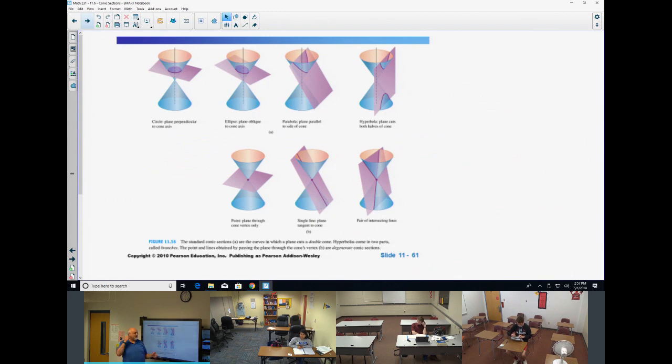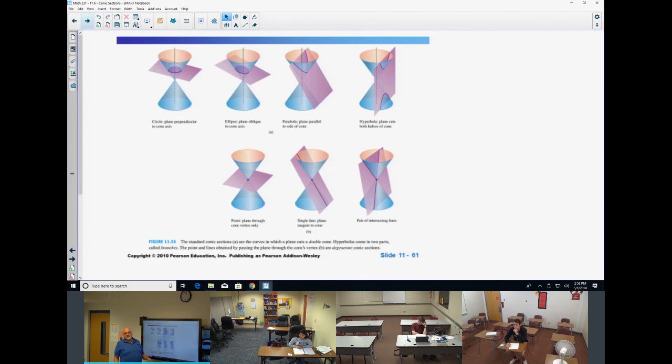Now, these last three are what we call degenerate conics. If the plane goes through the vertex here in the middle, then it just is a point. Or if it goes through the edge, then it's a line. Or if it goes through the two edges, then it could be intersecting lines. So points, lines, and intersecting lines, you started studying that in pre-algebra. So that's not the focus here. When we talk about studying conic sections, these are the four.